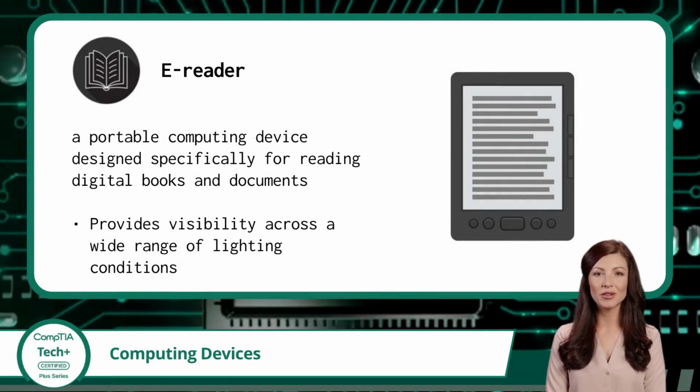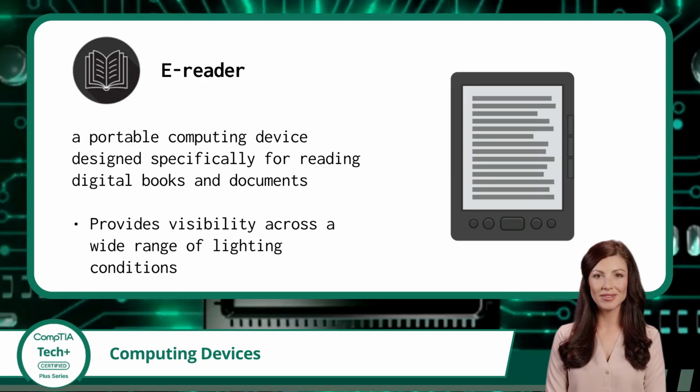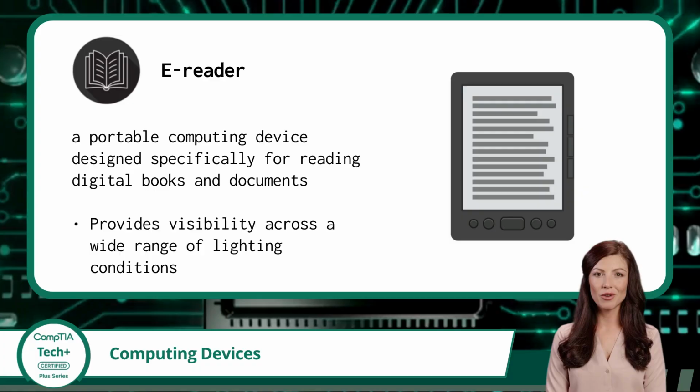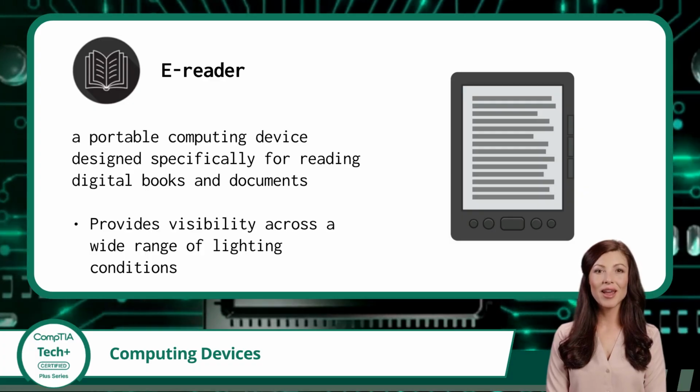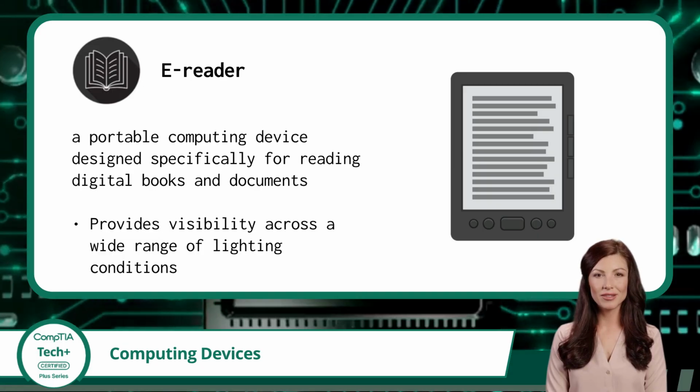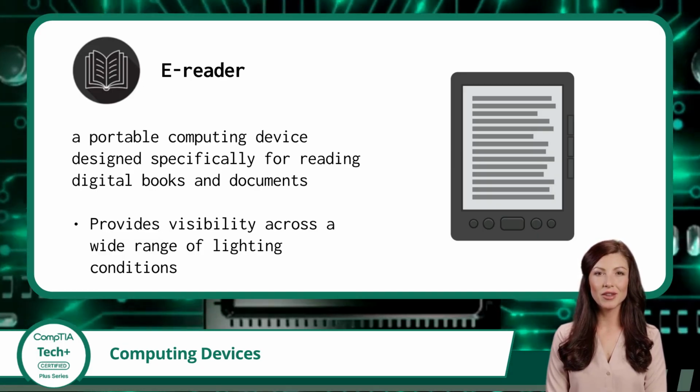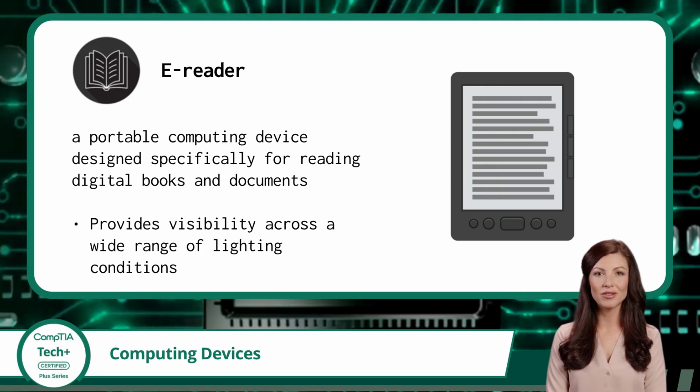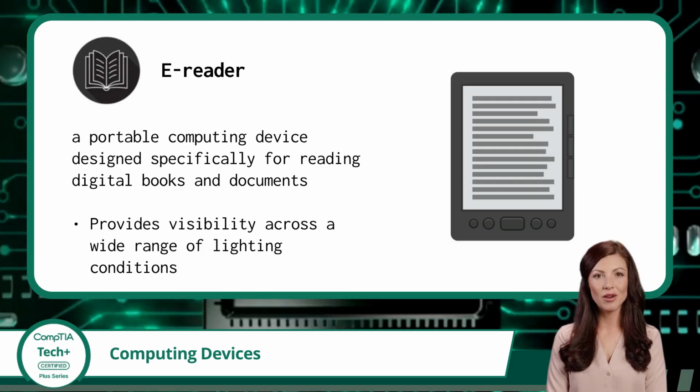Closely related to the tablet is another device used primarily for reading. This device is an e-reader. An e-reader is a portable computing device designed specifically for reading digital books and documents. These devices use specialized screen technology to reduce eye strain and maintain visibility in a variety of lighting conditions. Whether you're reading in low light or direct sunlight, the display stays sharp and easy on the eyes. E-readers are also lightweight, energy efficient, and designed for extended use, often lasting weeks on a single charge.